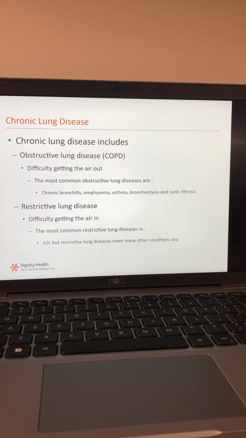With restrictive lung disease, you have difficulty getting the air in. And the most common restrictive lung disease is interstitial lung disease, but restrictive lung diseases cover many other conditions too.